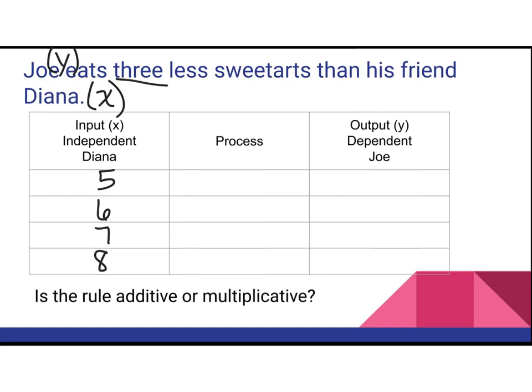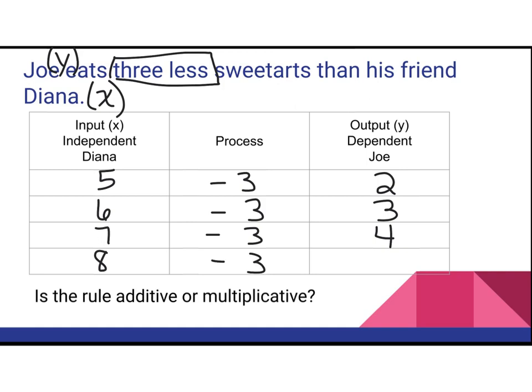Now, because it says 3 less, that means we're subtracting. So I'm going to subtract 3. If Diana eats 5, if I subtract 3, then Joe's going to eat 2 sweet tarts. If Diana eats 6 sweet tarts, then Joe's going to eat 3 sweet tarts. If Diana eats 7 sweet tarts, then you subtract 3 and Joe's going to eat 4 sweet tarts. If Diana eats 8 sweet tarts minus 3, then Joe's going to eat 5 sweet tarts.